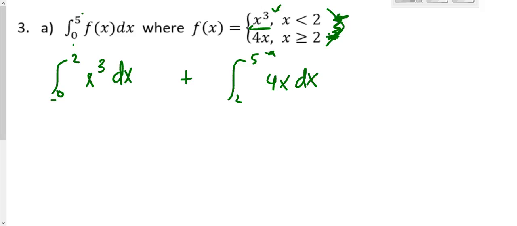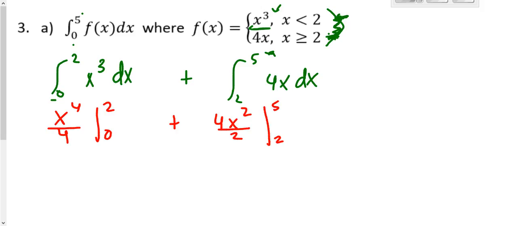So the biggest hurdle here is writing these integrals. And now we can integrate. We can evaluate a definite integral. We can do that. Okay. So what we can do, if we are looking 0 to 2, x cubed dx, we have x to the 4th over 4 from 0 to 2. Plus this integral, we have 4x squared over 2. This one is 2 to 5. So it's just like two separate problems. We're going to evaluate this one, and then we can add them together.